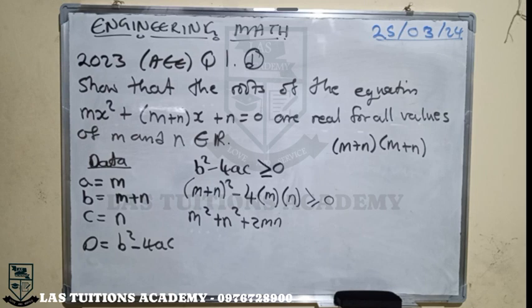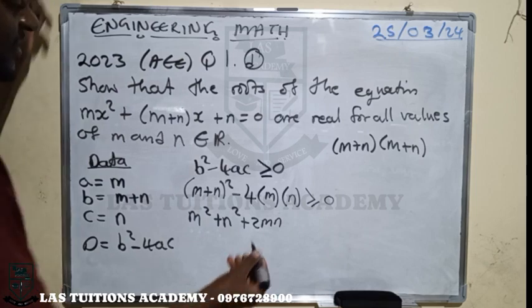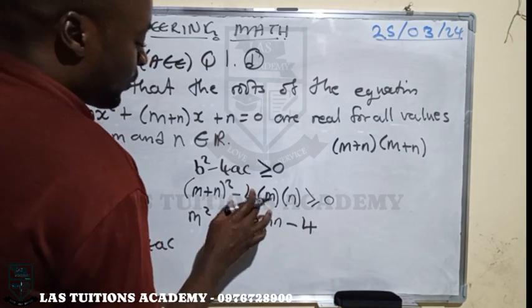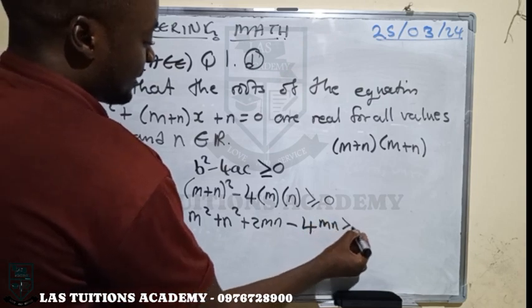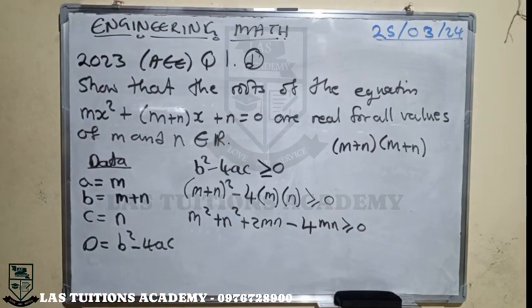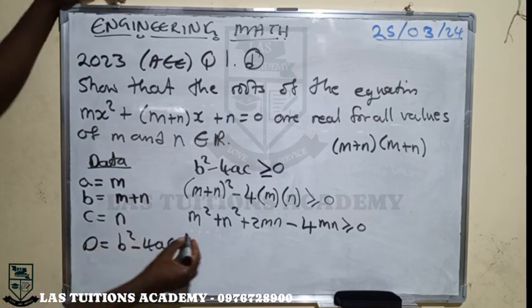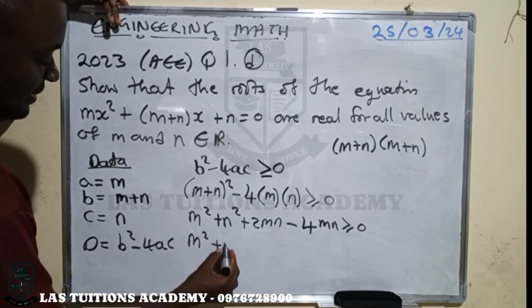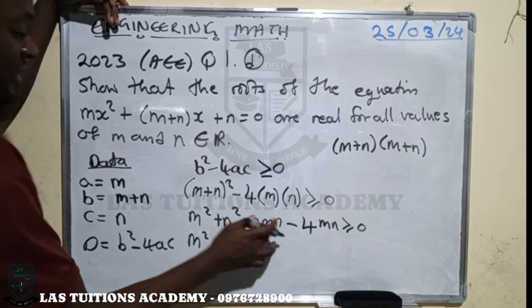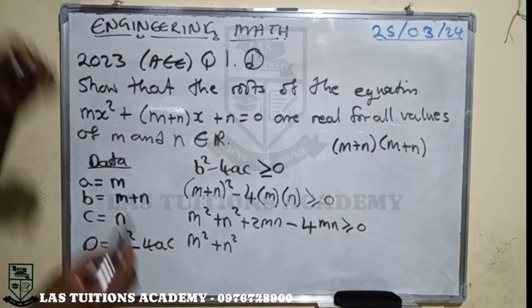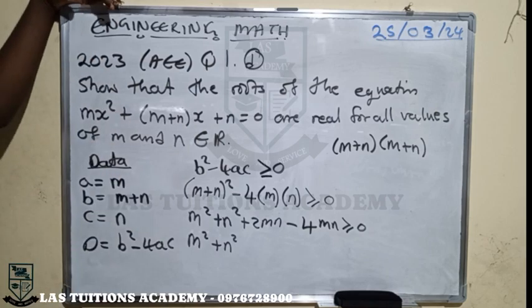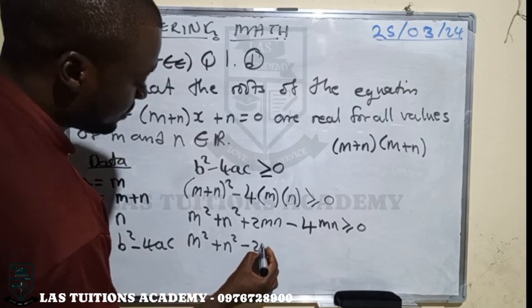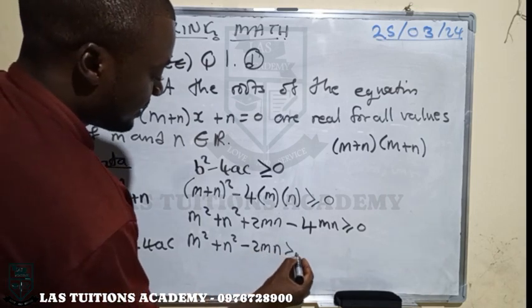Okay, silence means perfect. So I'm saying minus 4. When you multiply 4 times m times n, we get 4mn greater than or equal to 0. So here you're going to have m squared plus n squared. What is 2mn minus 4mn? What do we get? Negative 2mn. Negative 2mn greater than or equal to 0.